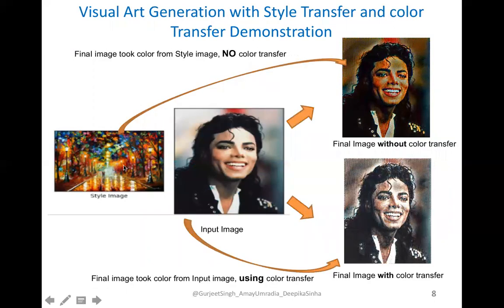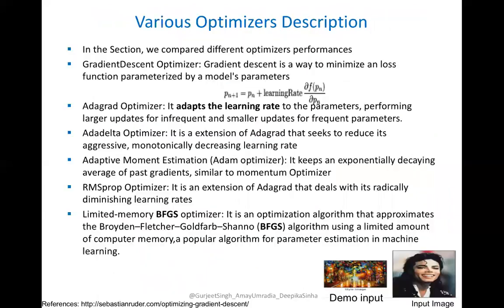And this is another example. Here you can see how the comparison has been made with the color transfer technique and without the color transfer technique. It can be clearly seen on the top image that the style color is transferred, and on the bottom image the style color is not transferred and the content image color is preserved.